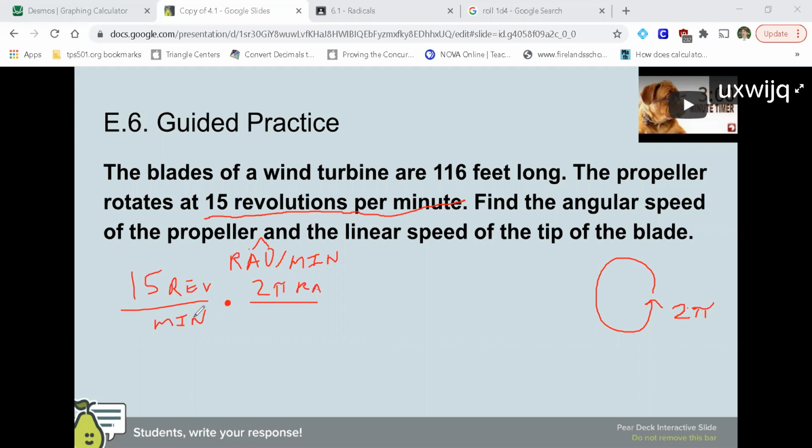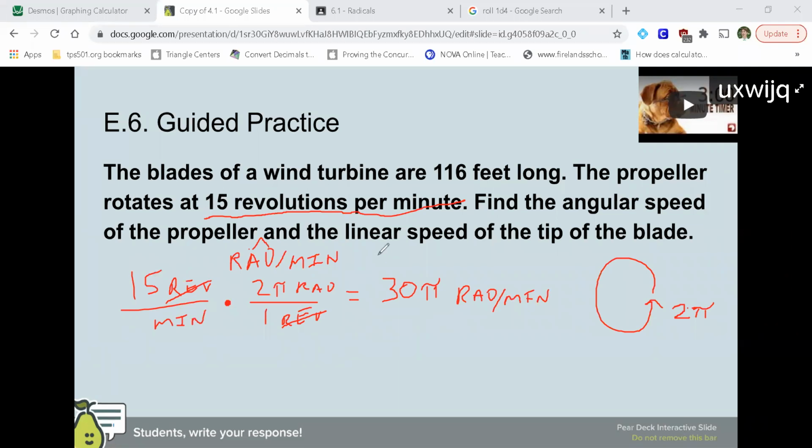Yeah, so 2 pi radians in every 1 revolution, right? Like if this was in degrees, it'd probably make it easier. There's 360 degrees in 1 revolution. And since there's 2 pi for every 360 degrees, or 1 pi for 180, that means there's 2 pi in every 1 revolution. So this becomes, notice the revolutions cancel, 30 pi radians per minute. Okay. All right. Thank you, Caitlin.